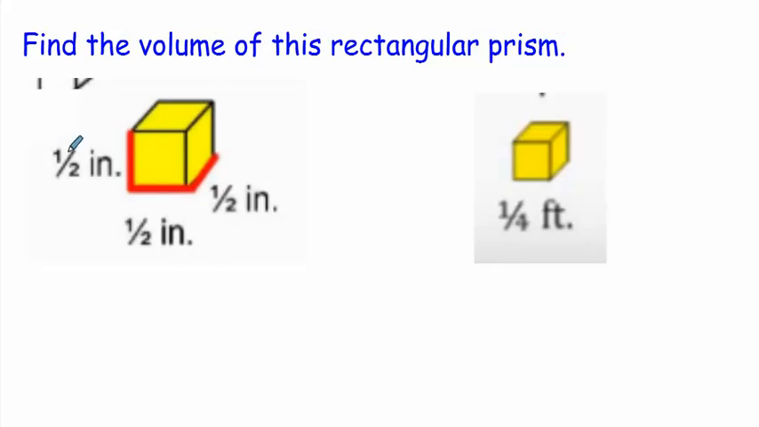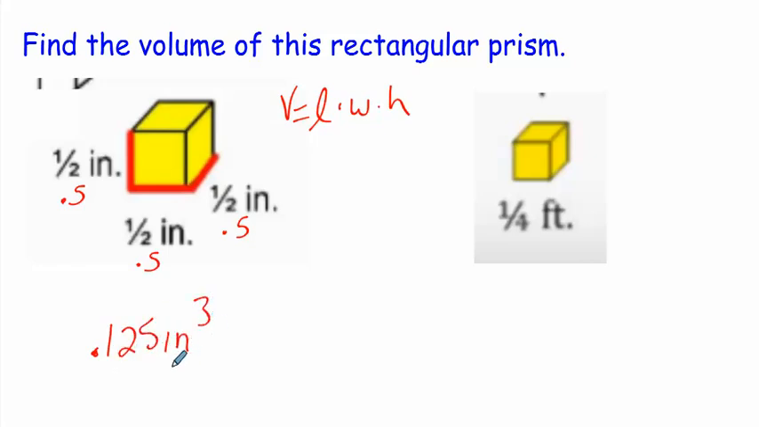Now for sixth grade, we're looking at fractional and decimal numbers. It's the same thing. You're still going to multiply length times width times height, but now you've got decimal forms. Not a big deal. Instead of a half, you can work with fractions, a half times a half times a half, or you can turn it into a decimal if you want to use your calculator. That's just 0.5 times 0.5 times 0.5. 0.5 times 0.5 is 0.25, times 0.5 would be 0.125 inches cubed, cubic inches.